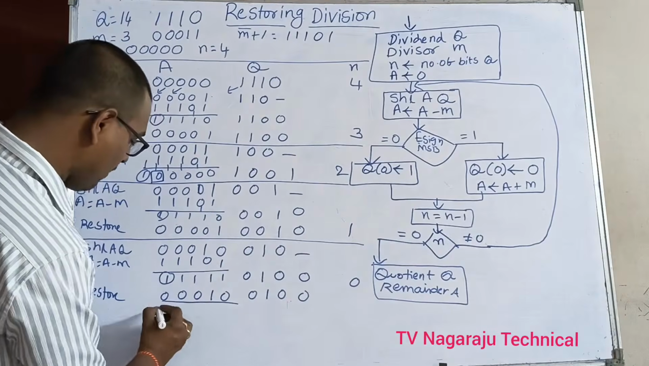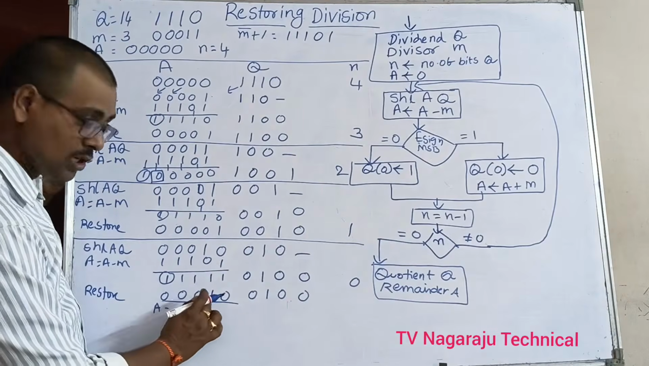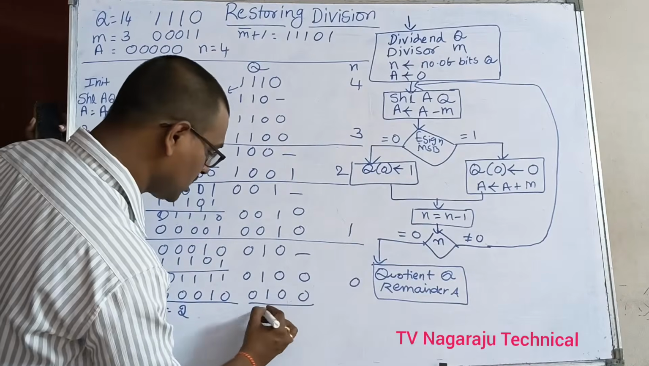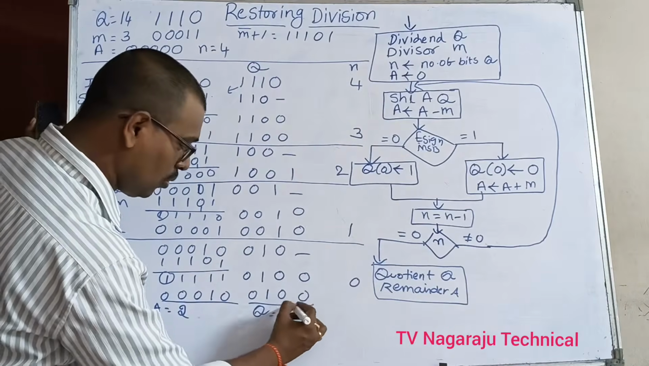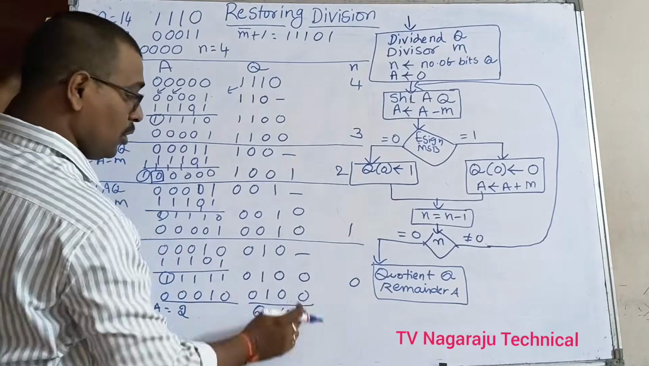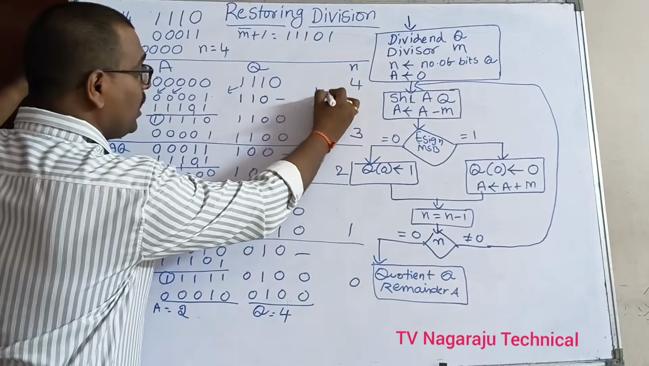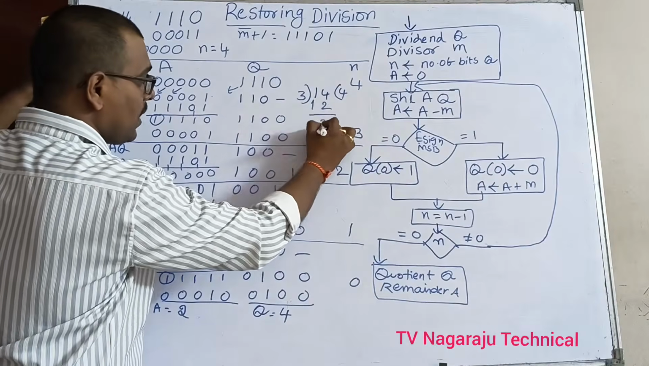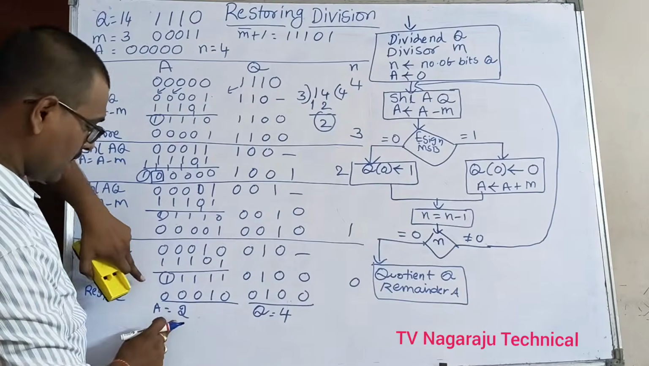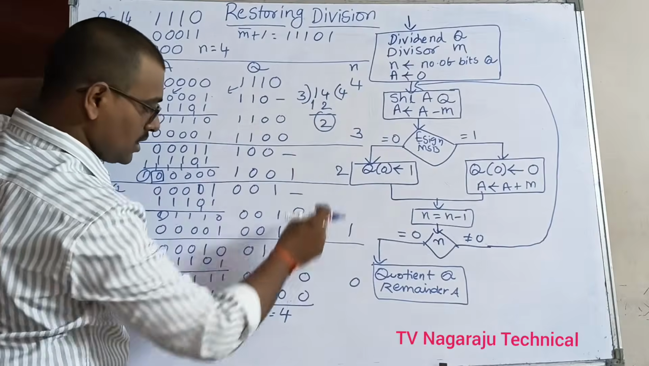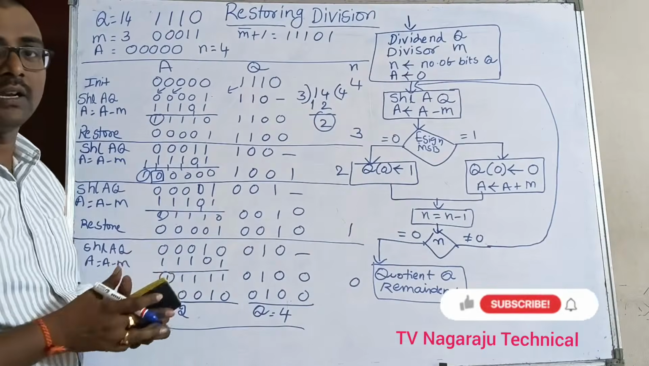Now, what does A contain? A contains 0 0 1 0. That is the decimal number 2. This is Q. Q contains 0 1 0 0. That is the decimal number 4. Now check. Q is the quotient. Check 14 divided by 3. 3 4s are 12. The remainder is 2. The remainder is present in A. The quotient is present in Q. You are getting the correct answer.